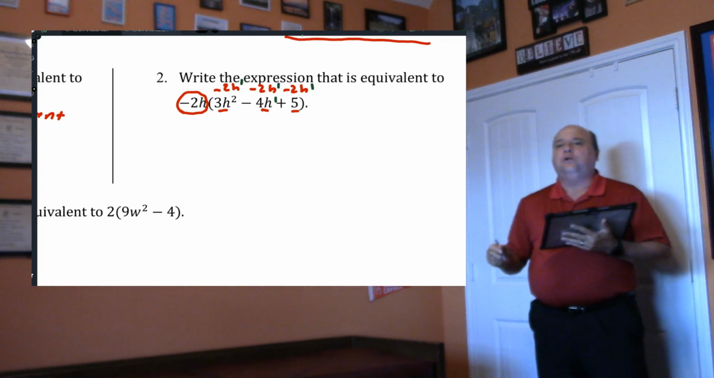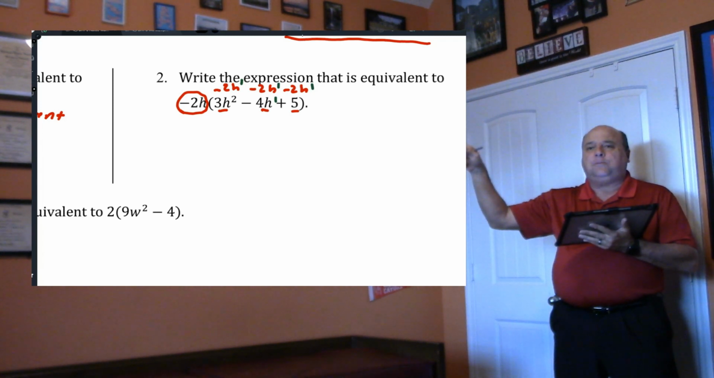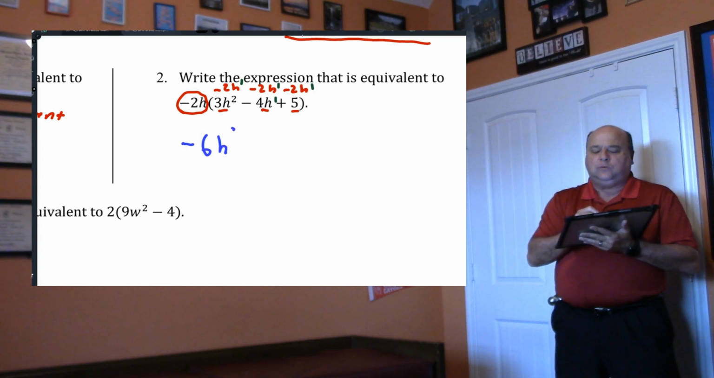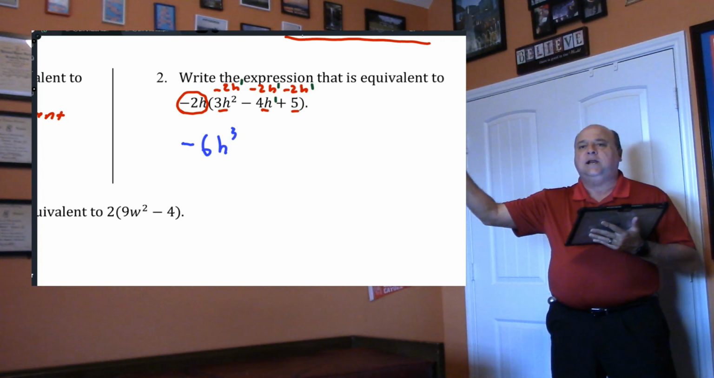Now then we're going to go through and multiply. So we're going to multiply 3 times. We got 3 math problems. On your calculator, you could punch negative 2 times 3 if you don't know what that is. A negative times a positive is a negative. 2 times 3 is 6. The letter is H. And you add the exponents. 1 plus 2 is 3. So I just wrote down a sign, a number, a letter, and an exponent.